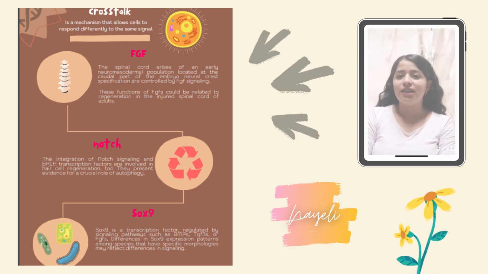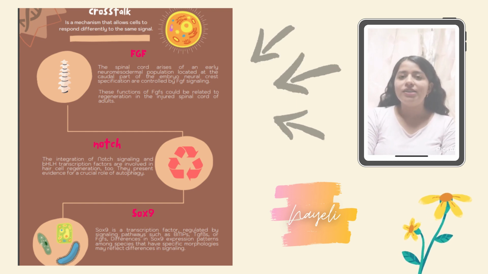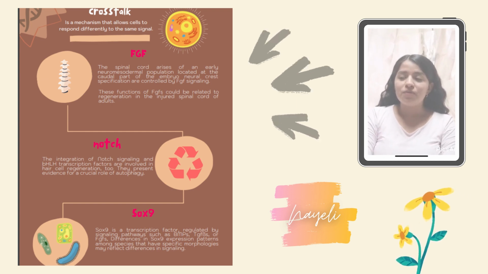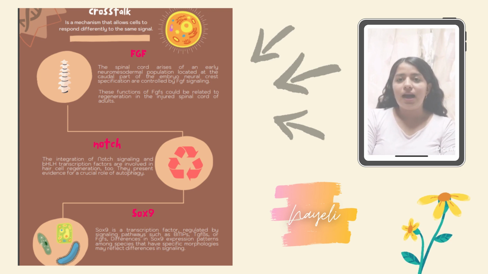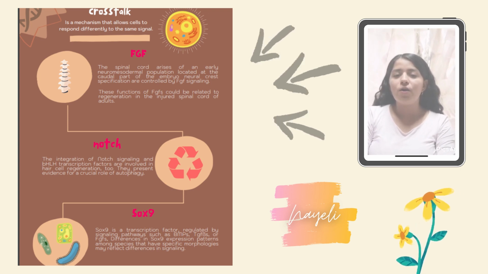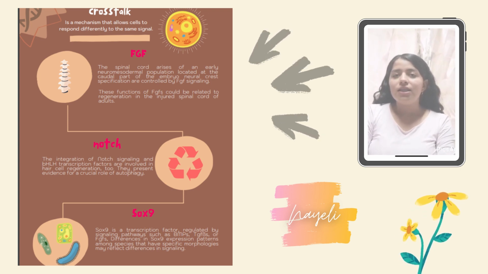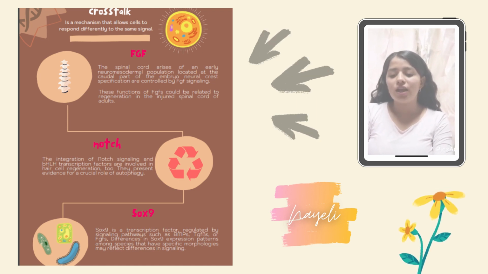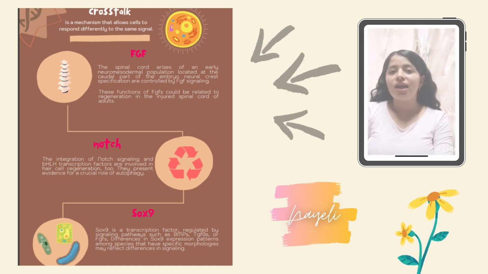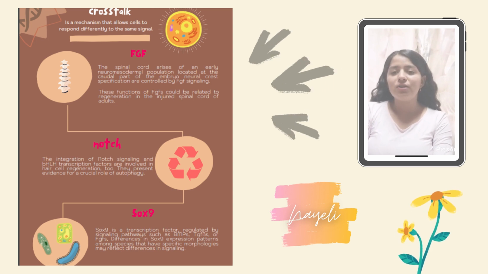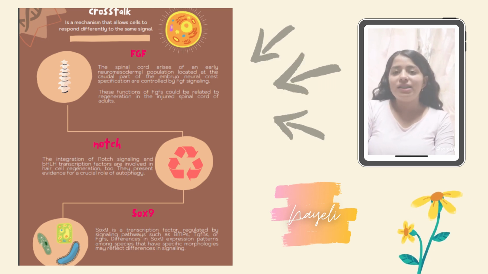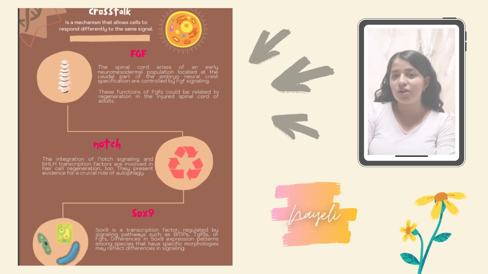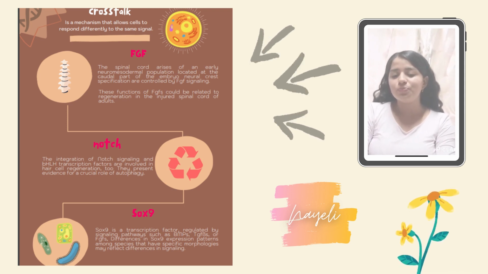The FGF signaling is important in the developing spinal cord. The nervous system arises from the neuromesodermal progenitors located at the caudal part of the embryo. The FGF signaling could be related to the ability to promote regeneration in the injured spinal cord of adults.